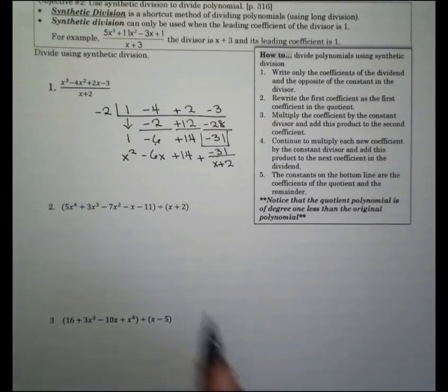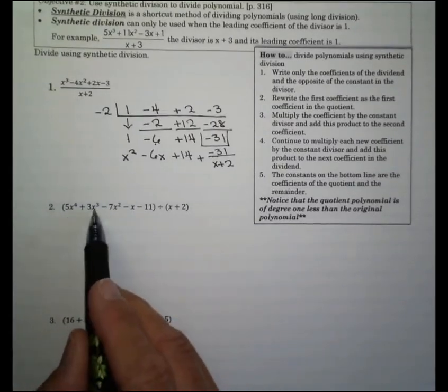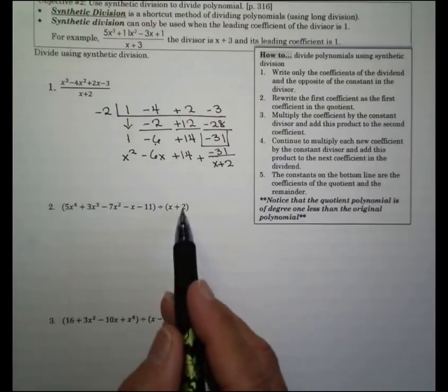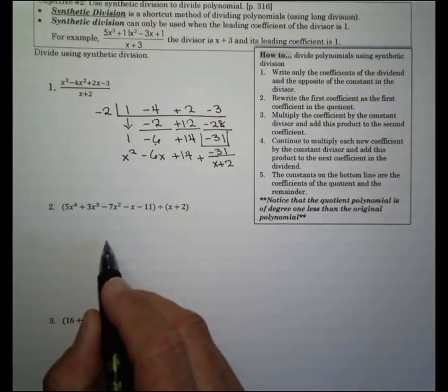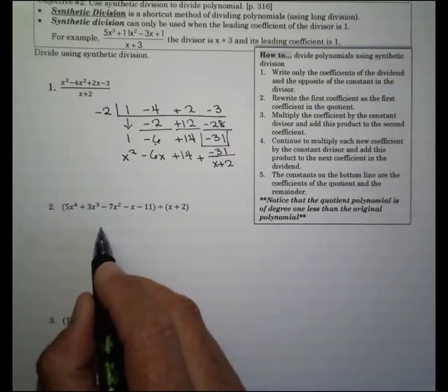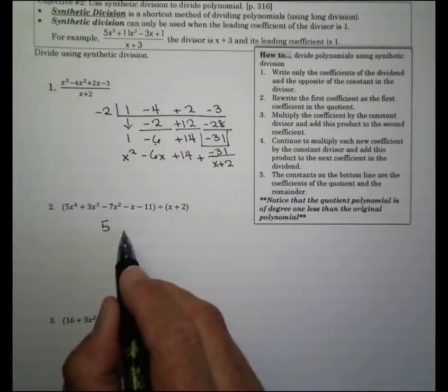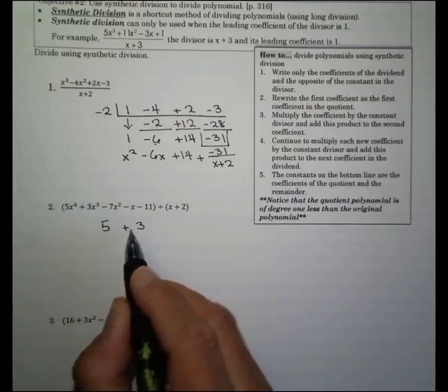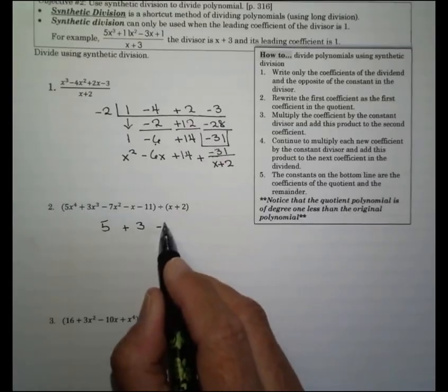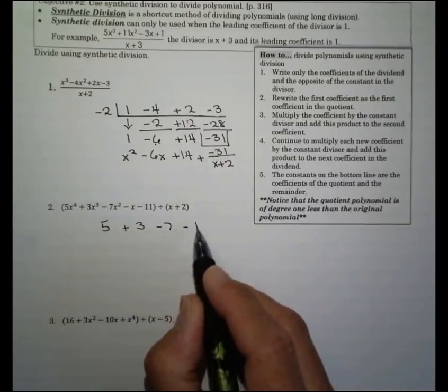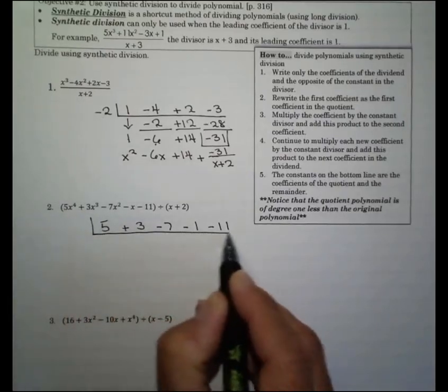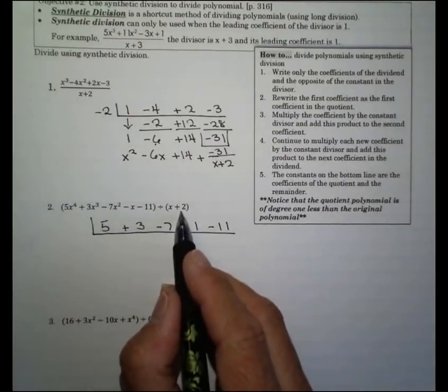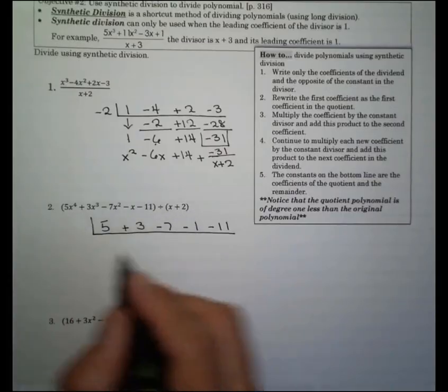All right, let's do it again. Check to see, do we have every term included in both of these polynomials? And it looks like we do. So all I have to do now is write down my numbers. I'm going to say 5, my coefficients, a positive 3, negative 7, negative 1, and negative 11. And I'm going to be dividing by the opposite of my divisor. The opposite of that constant is going to be a negative 2.